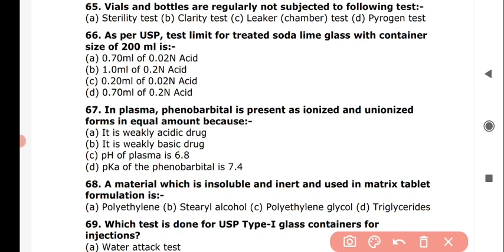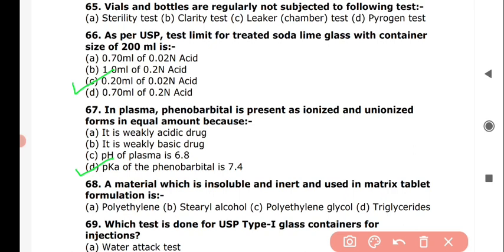So question number 66 is, as per USP, test limit for treated soda lime glass with container size of 200 ml is, and the correct answer is option C, 0.20 ml of 0.02 normal acid. Next question is, in plasma, phenobarbital is present as ionized and unionized forms in equal amount because, and the correct answer is option D, because pKa of the phenobarbital is 7.4.